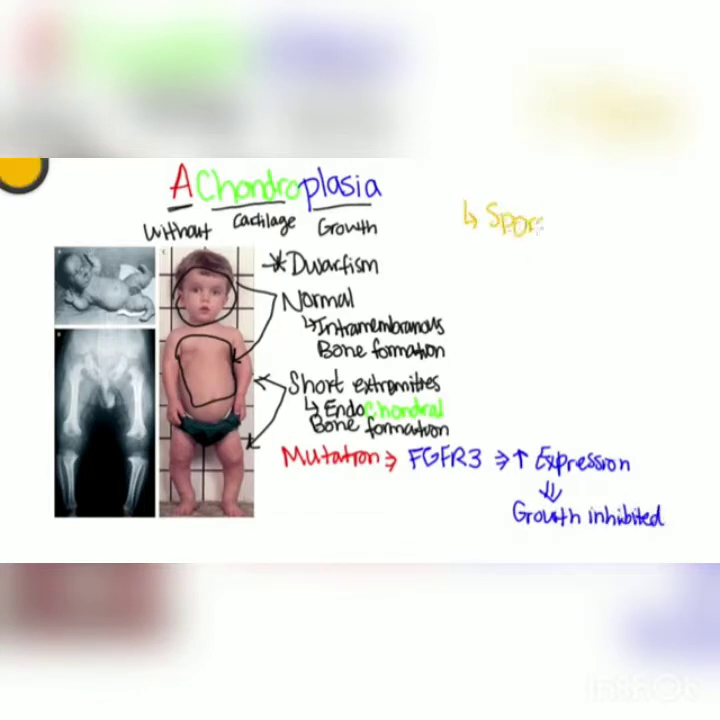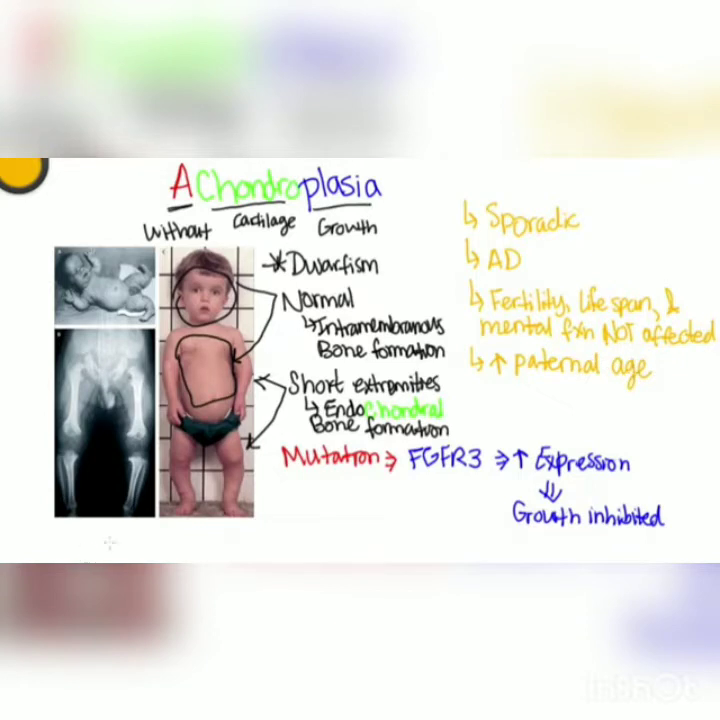Achondroplasia tends to be sporadic. It has an autosomal dominant inheritance pattern. Fertility, lifespan, and mental function are not affected in these individuals. So they have normal fertility, lifespan, and mental function. The incidence of achondroplasia increases with increased paternal age. So looking at this x-ray, we notice that the long bones have not developed properly. And the reason that these long bones don't develop properly is because the main mechanism by which long bones grow is due to endochondral bone formation.